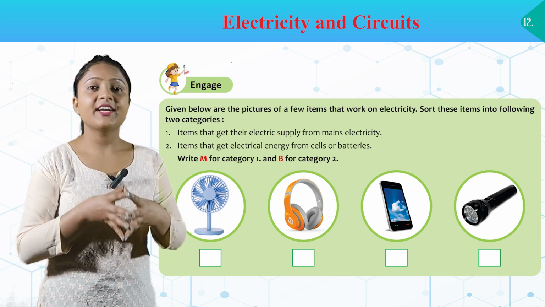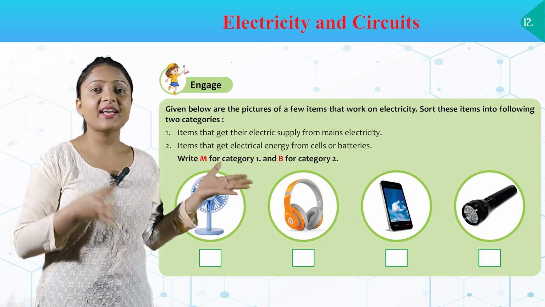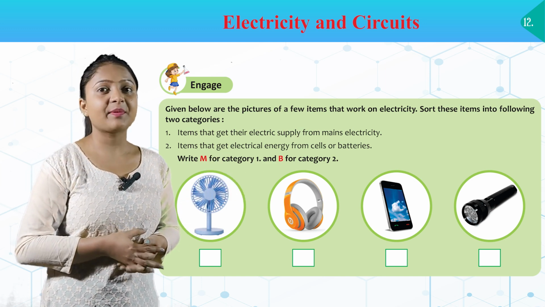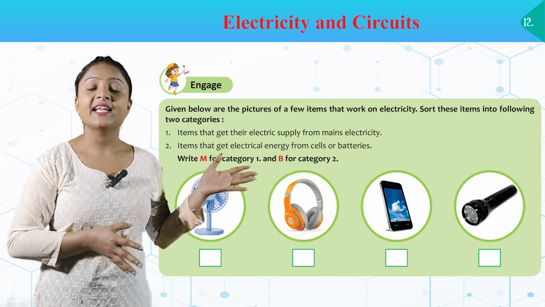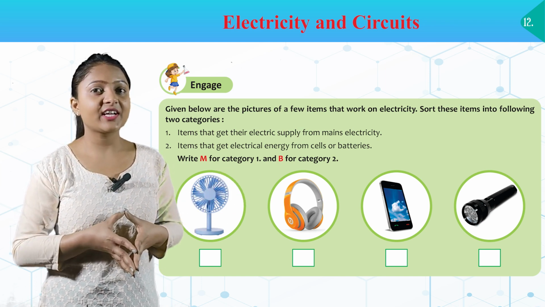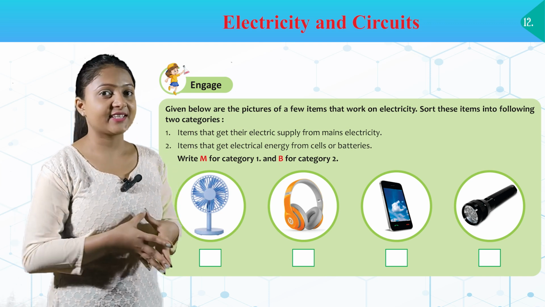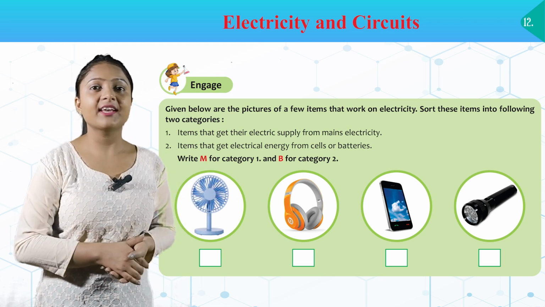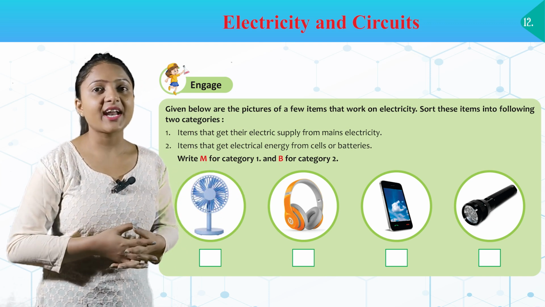Sort these items into the following two categories. Number 1, items that get their electric supply from mains electricity. Number 2, items that get electrical energy from cells or batteries. Write M for category 1, write B for category 2.